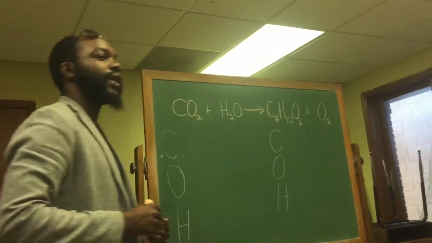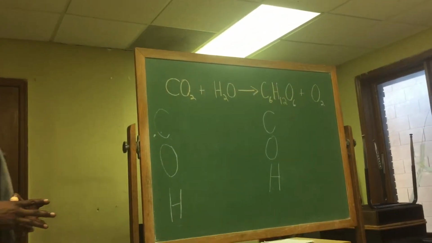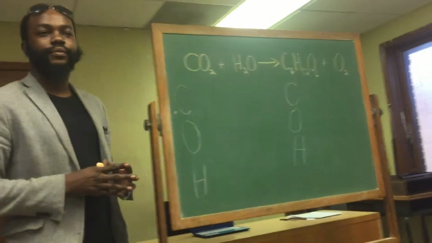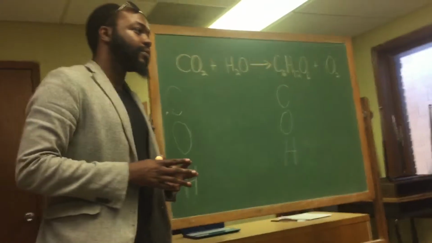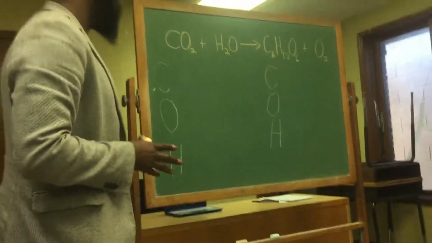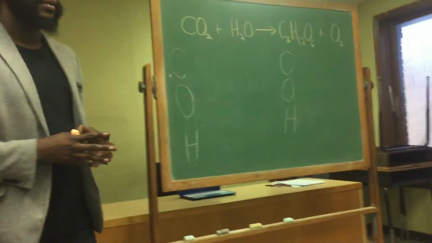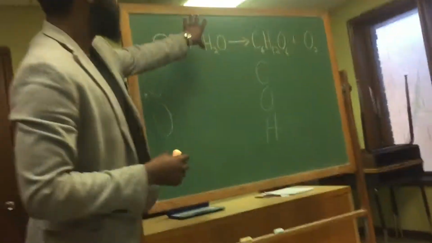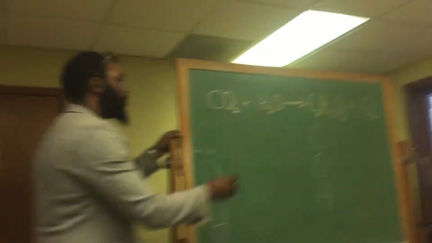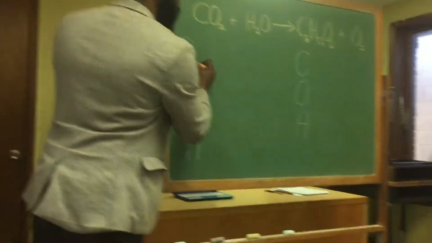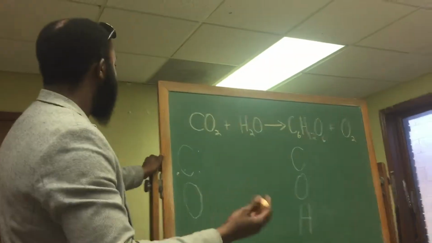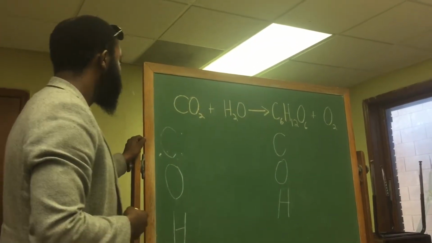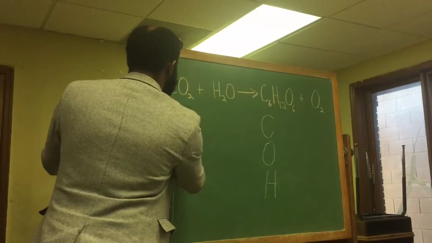Next step is to what? We're going to identify the number of each element on each side of our reaction. So, Daquan, how many carbons do we have on this side? One. Very good.